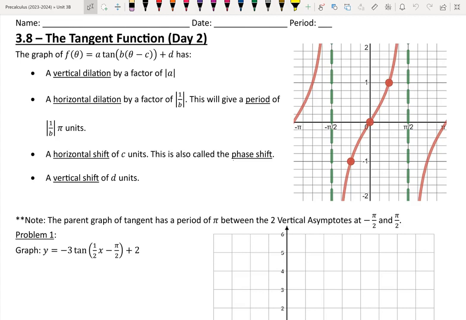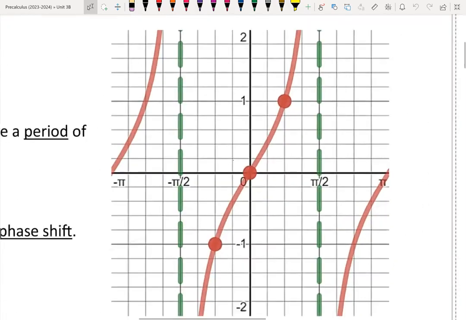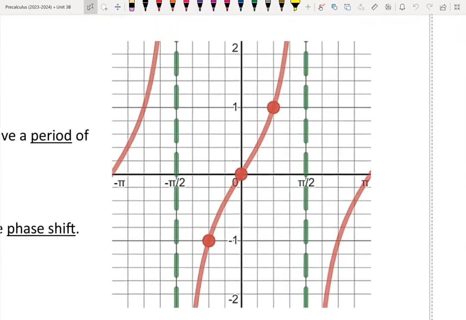So again, we have our parent function. This is our parent function of tangent, tangent of x, is this function here. And when we go to graph a graph of tangent, we are going to graph the main period of tangent, which is going to be between these two vertical asymptotes with those 3 points forming our graph.